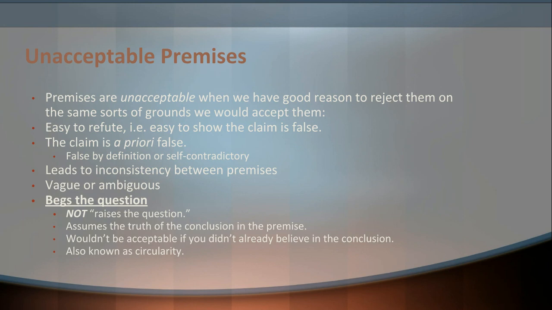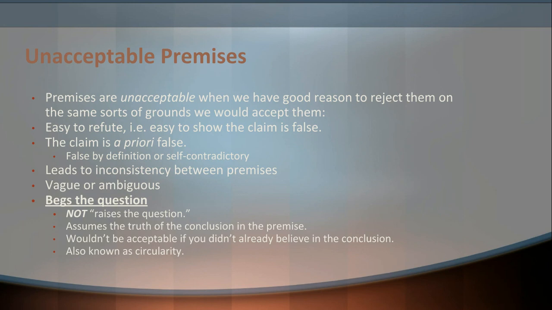There also might be premises that lead to inconsistencies between multiple premises, even if they don't have an inconsistency built into them. If you have multiple conflicting claims, this gives us good reason to treat a premise or a set of claims as being unacceptable when they start clashing and giving us contradictory accounts of what's true or what's real.